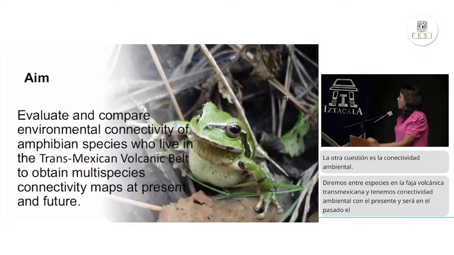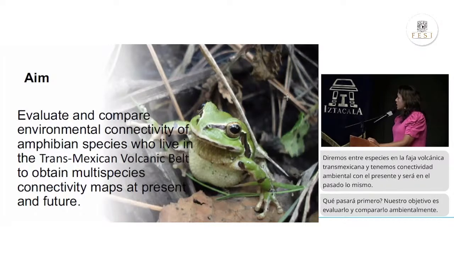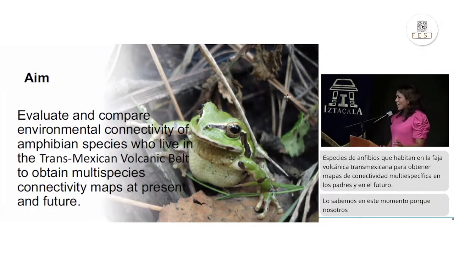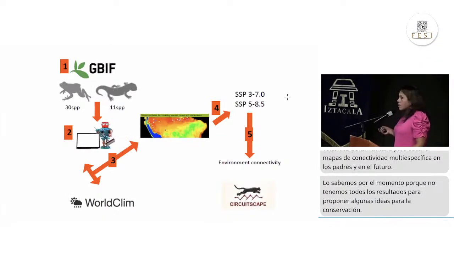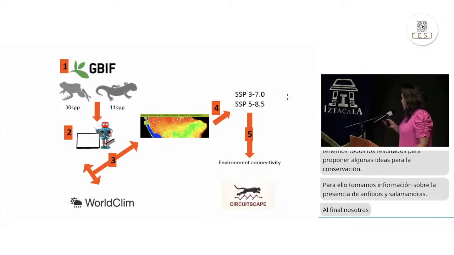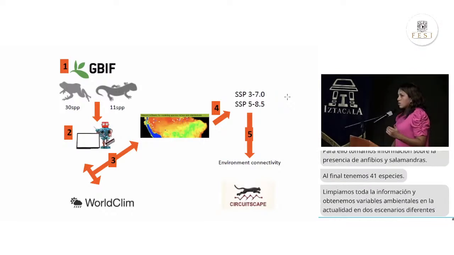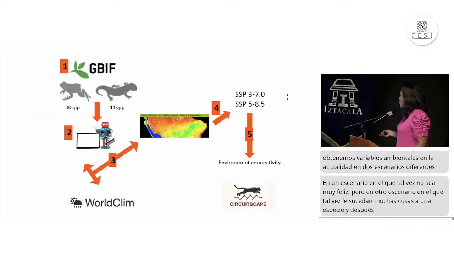First, our aim is to evaluate and compare environmental connectivity of amphibian species that live in the Trans-Mexican volcanic belt, to obtain multi-species connectivity maps for the present and the future, though not at the moment because we don't have all the results, and to propose some ideas for conservation. For this, we took occurrence information for the amphibians and the salamanders. At the end, we have 41 species. We cleaned all the information and obtained environmental variables for the present and for two different scenarios, one where perhaps not much happens, and another where perhaps a lot of things happen to the species. Afterwards, we built the connections between these ecological niche areas.